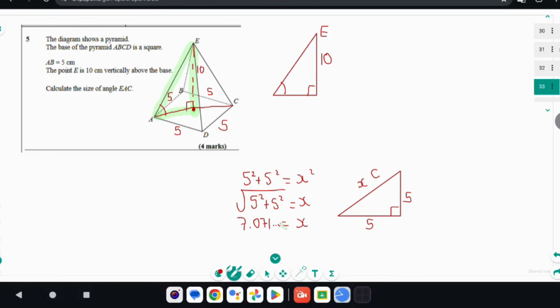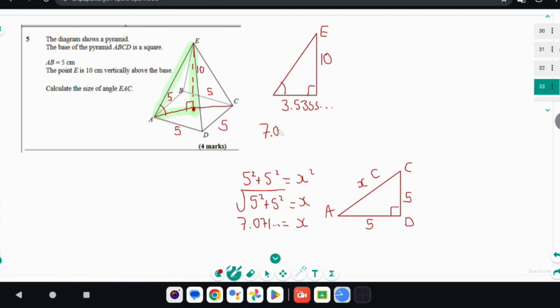Now, that's from A to the midpoint though. No, it's not. That's from A all the way to C. So we have to halve it to get from A to the midpoint, because the point E is vertically above the base. It's symmetrical because it's a square base pyramid. That's halfway along AC. Let's divide our answer by 2. Gives us 3.5355 here.